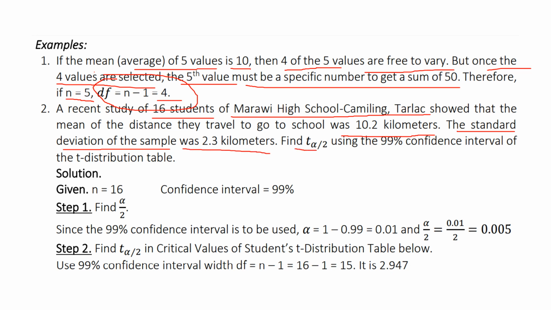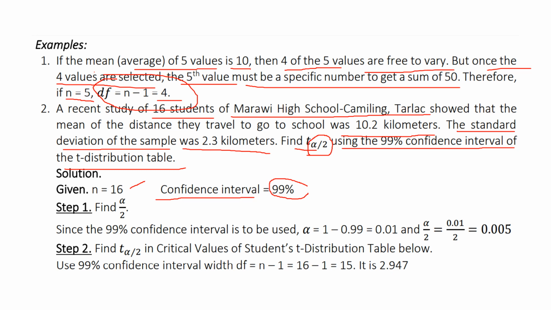So find your t sub alpha over 2 using the 99% confidence interval of the t distribution table. So your sample size is equal to n, which is equal to 16. Then the confidence interval will be equal to 99%. So find the value of your alpha over 2. Here, we're dealing with a two-tailed test because we divide your alpha by 2. So we need to consider both sides of your normal curve.